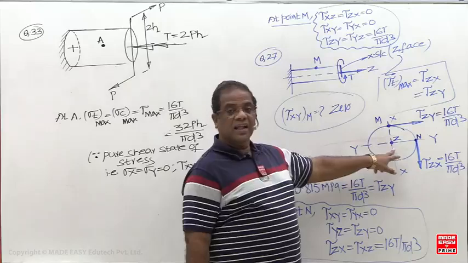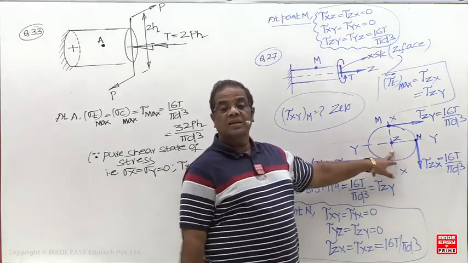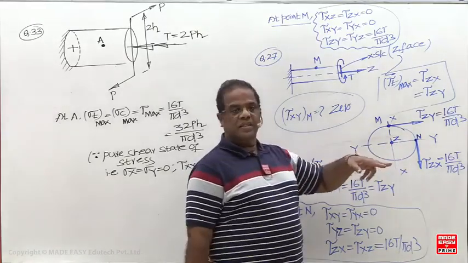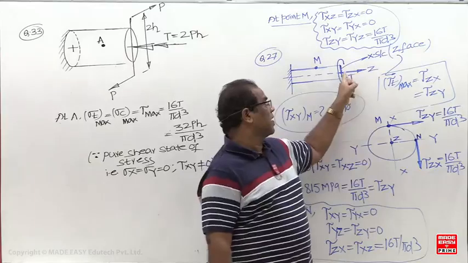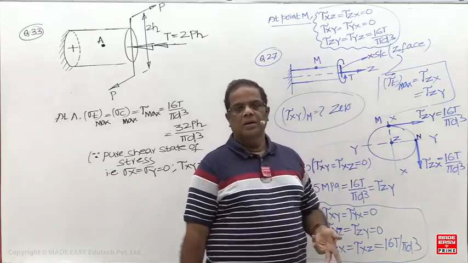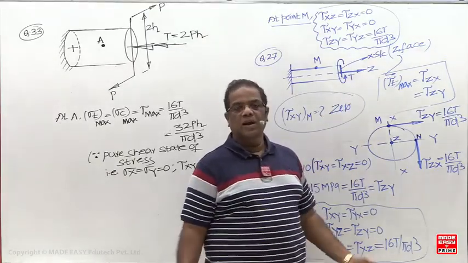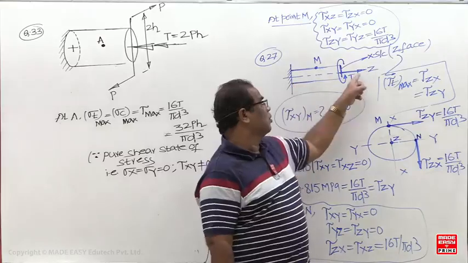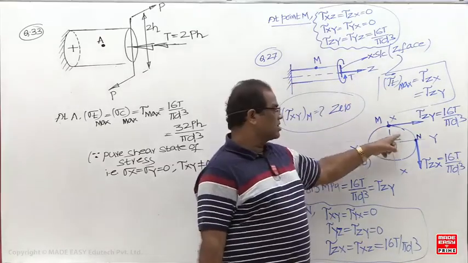Yesterday I had taken the x face. Yesterday I had taken the polar axis as the x face. What is the polar axis? That's the longitudinal axis. Your longitudinal axis coincides with what? With z. So the cross section is the z face.